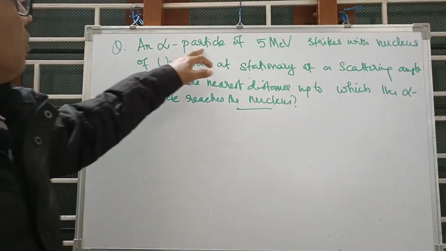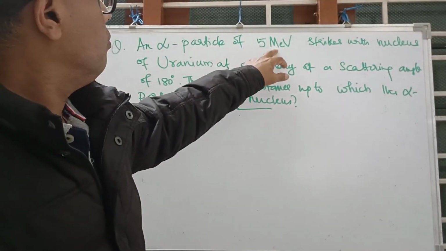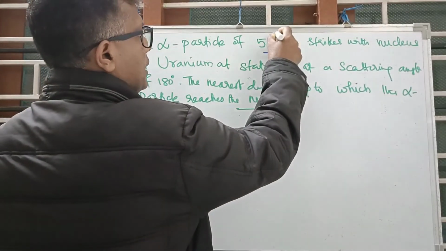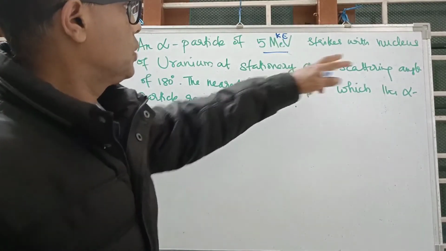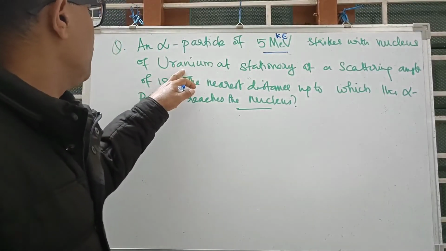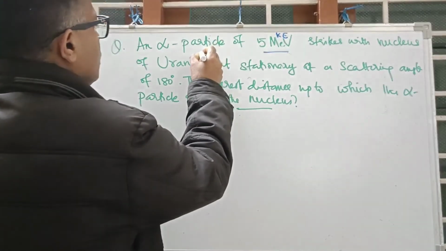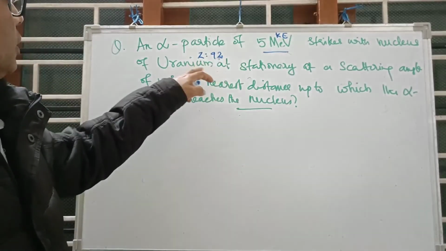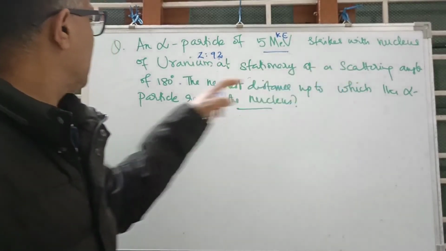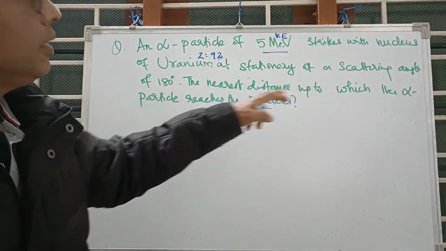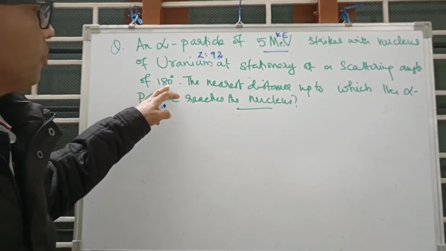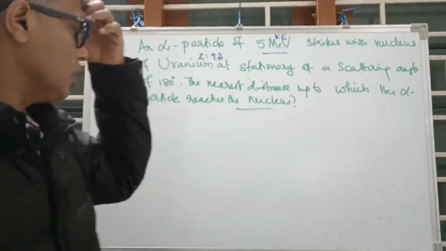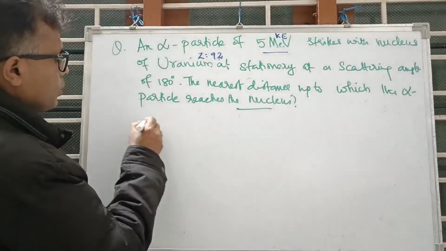Okay, so we'll just read the things. An alpha particle of 5 mega electron volt, so that is the kinetic energy, strikes the nucleus of uranium. Uranium Z is how much? 92. At a stationary nucleus, at a scattering angle of 180 degrees. This scattering angle is given to trouble you, so it is not at all in use. The nearest distance up to which the alpha particle reaches the nucleus is the distance of nearest approach.